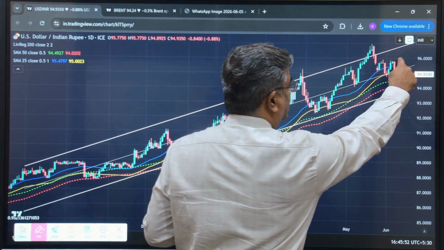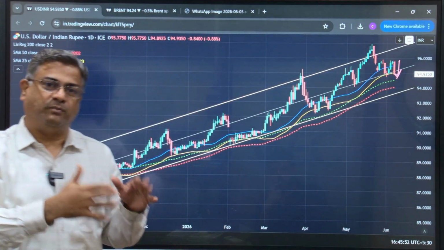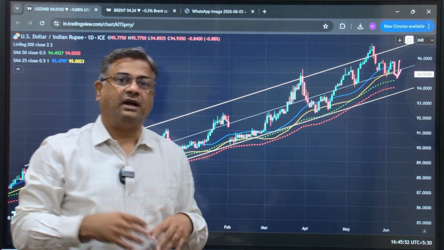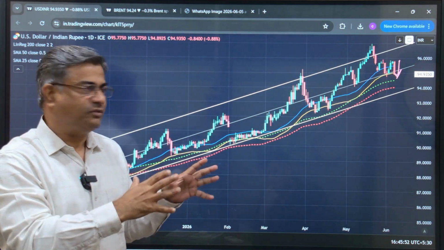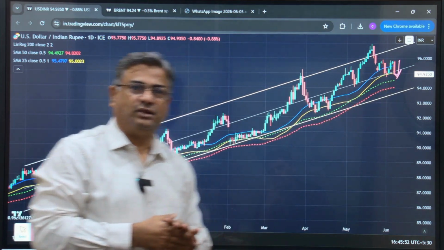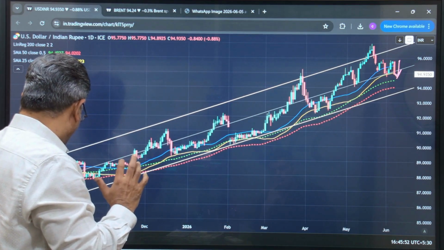If you look at this candle, a really long downward red candle, a negative day for dollar and a positive day for rupee. So quite a significant gain that we have seen in the dollar INR as of today. Now what do I do?